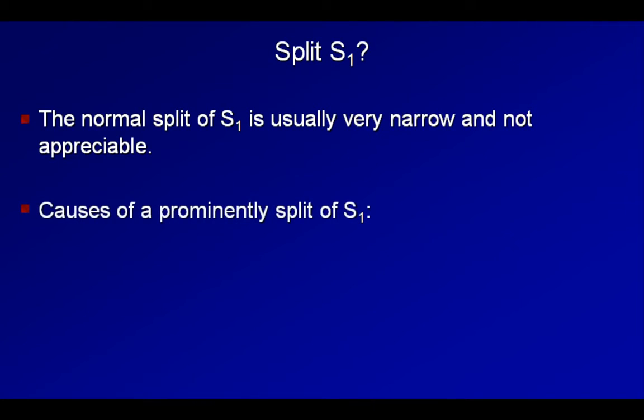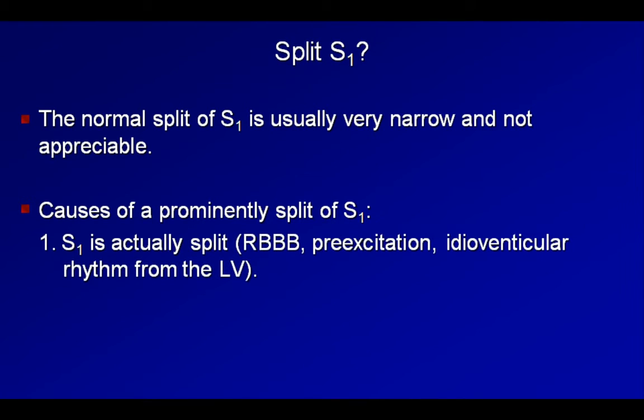There are three common explanations. First, S1 is actually split. This usually means that the tricuspid valve closure is delayed relative to the mitral valve closure for some reason. This could be due to a right bundle branch block, pre-excitation, or an idioventricular rhythm arising from the left ventricle.